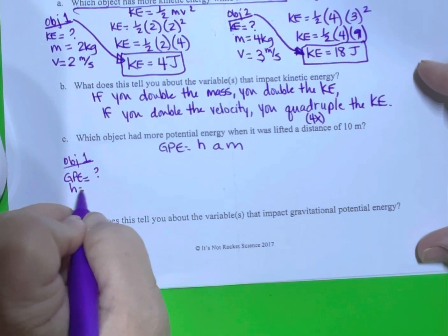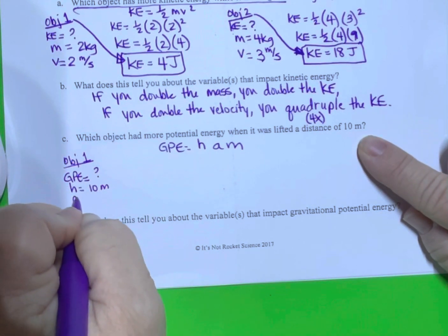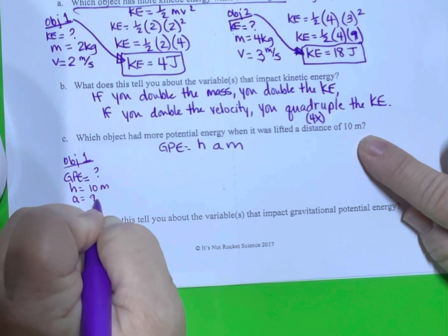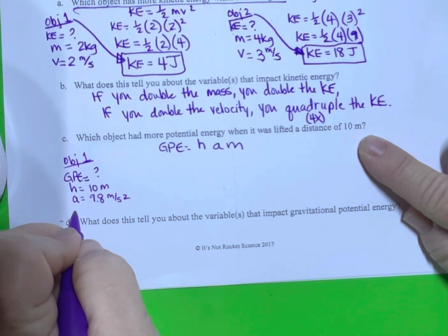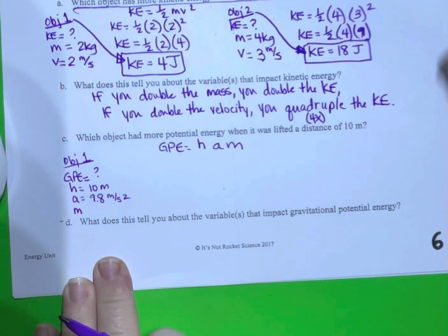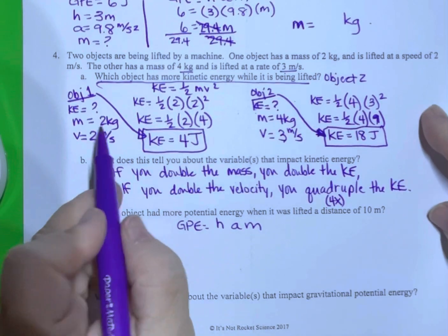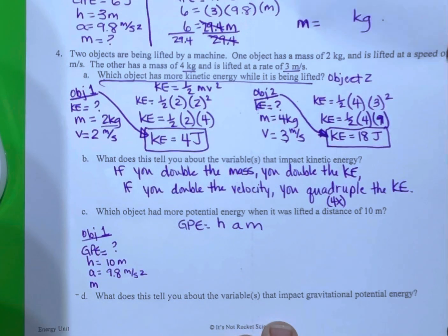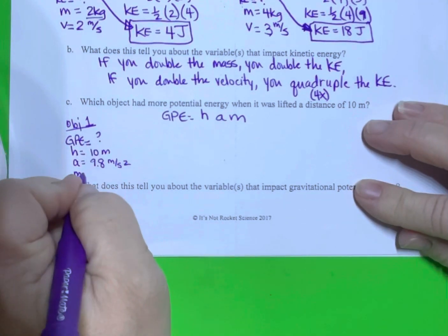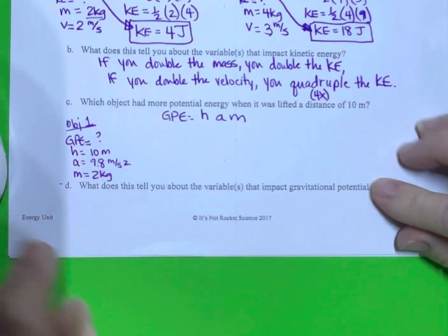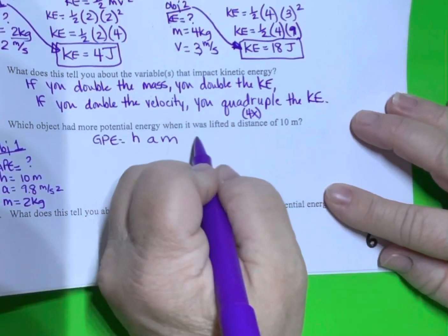The height they gave us over here, it's 10 meters. The acceleration due to gravity, remember that's always the same, 9.8 meters per second squared. And then the mass, we have to go back. Remember up here for object 1, they gave us the mass, which was 2 kilograms. So I'm going to plug that in for that here. The mass is 2 kilograms. That's object 1.